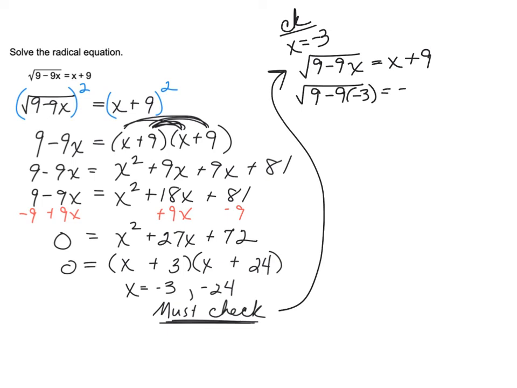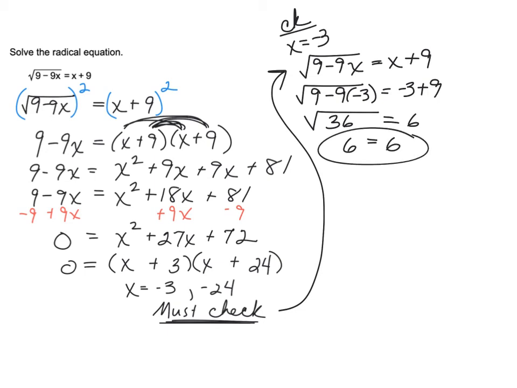I'll take it step by step, but you can do a lot of this maybe in your head. 9, let's say that's 9 plus 27, so what's that, 36? 6 equals 6. That makes sense, which means negative 3 is an answer, right? It's a credible answer. And then if we check negative 24, just to show you, this one turns out to be a negative. Doesn't work, but let's check it just to show you.